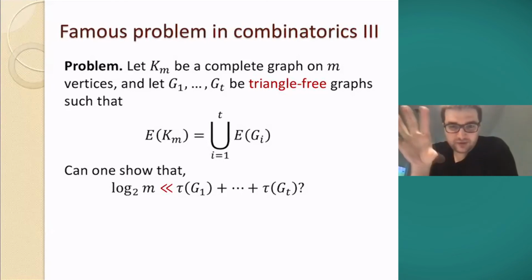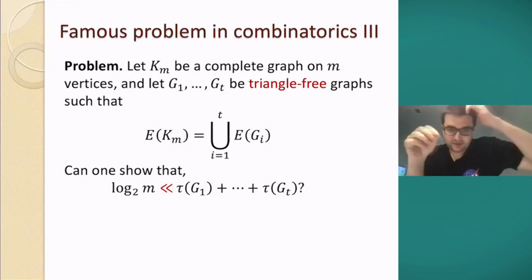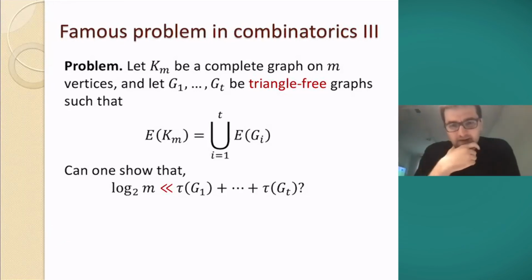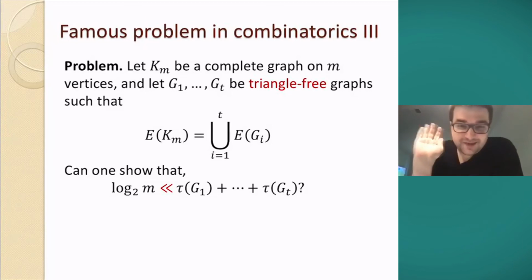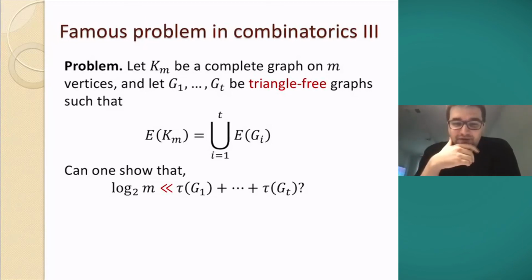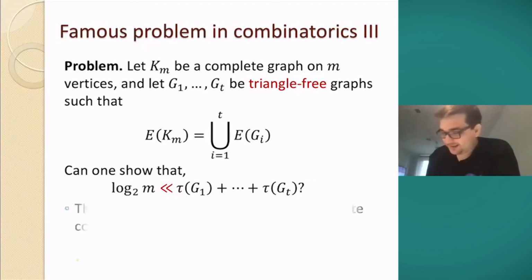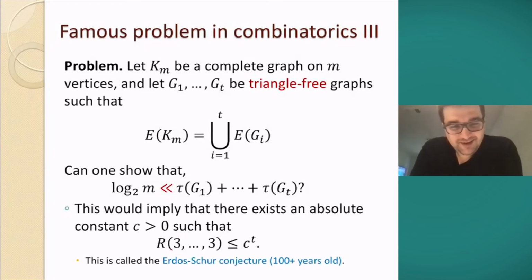So this is a covering with edges where the GIs could be disconnected graphs. But I'll make it even simpler. You can upper bound the tau functions by 1 trivially. So that's a famous problem. It's maybe not that obvious, but just having the former result would trivially imply this upper bound for the Erdős-Schur conjecture about multicolor Ramsey numbers.